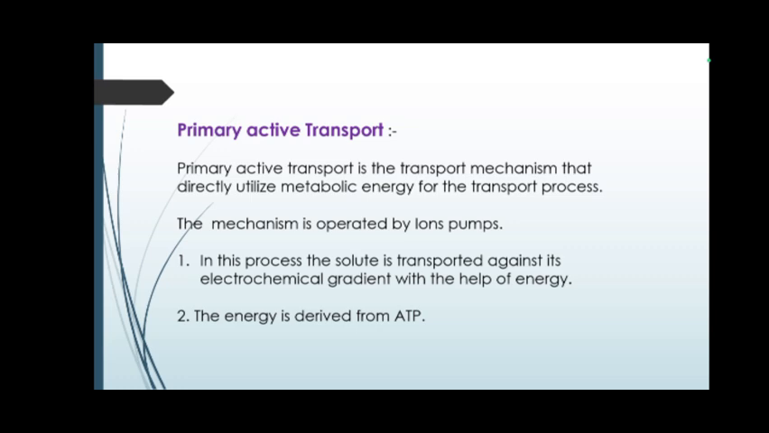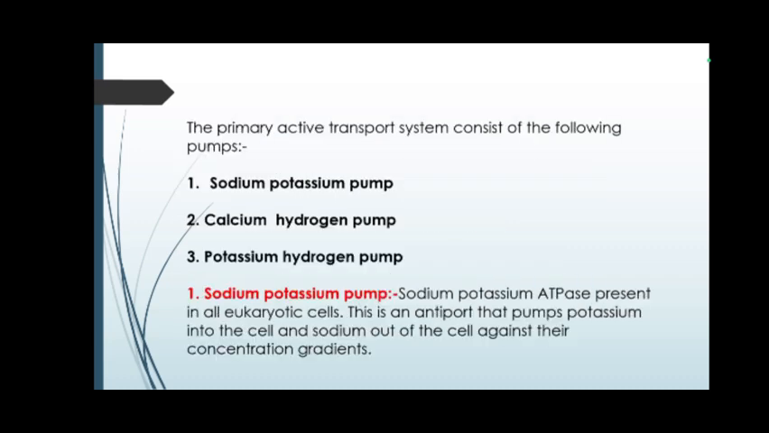First, we talk about primary active transport. Primary active transport is the transport mechanism that directly utilizes metabolic energy for the transport process, and the mechanism is operated by ion pumps. In this process, the solute is transported against its electrochemical gradient with the help of energy, and the energy is derived from ATP. The primary active transport system consists of the following pumps: sodium potassium pump, calcium hydrogen pump, potassium hydrogen pump. First, we talk about sodium potassium pump.